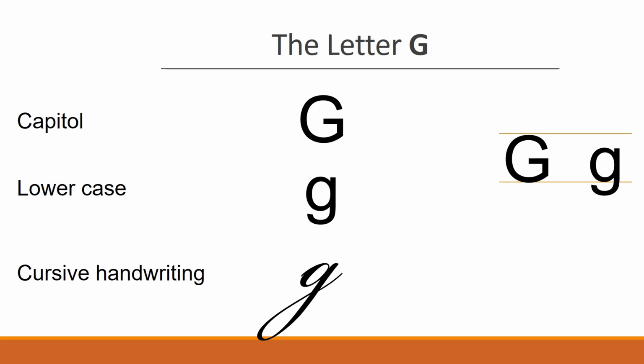But let's look at the capital and the lowercase together. You can see that the capital goes to the top line, and the lowercase goes below the bottom line. That's called a descender. So when it goes below the line, it's called a descender. And that one goes below the line, the lowercase g.